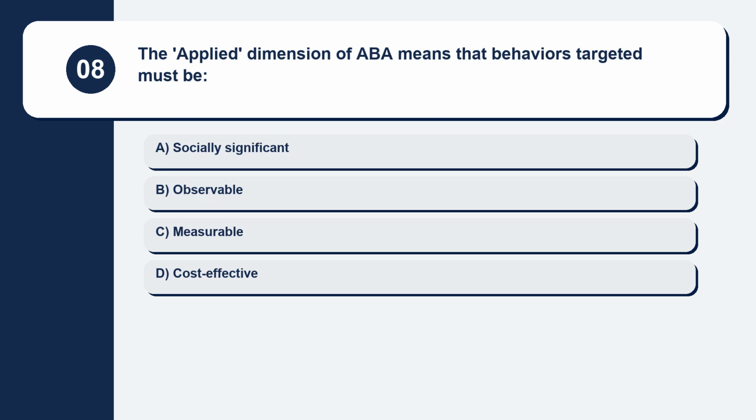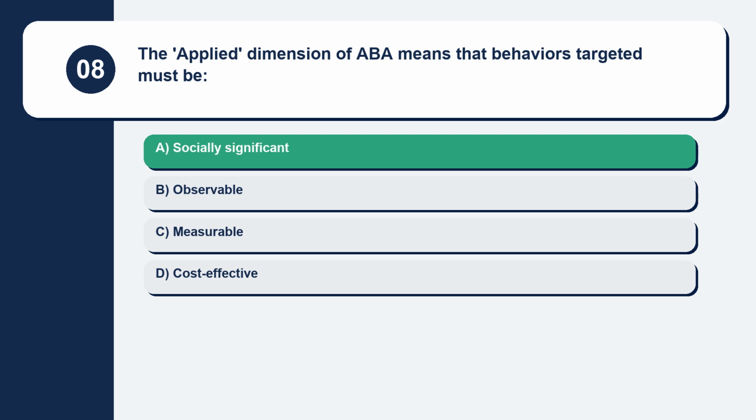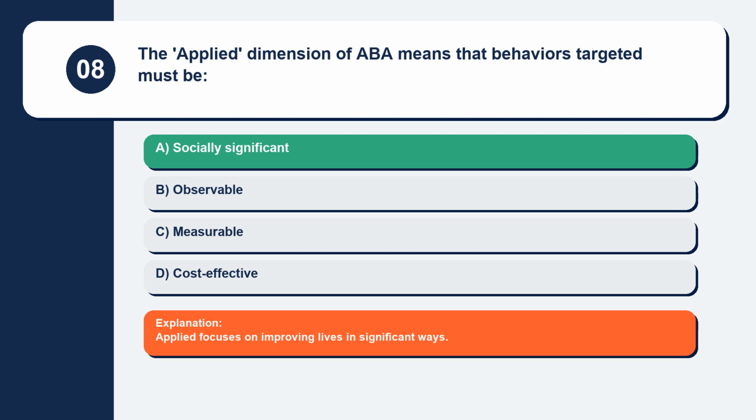Question 8. The applied dimension of ABA means that behaviors targeted must be socially significant, observable, measurable, cost-effective. Applied focuses on improving lives in significant ways.